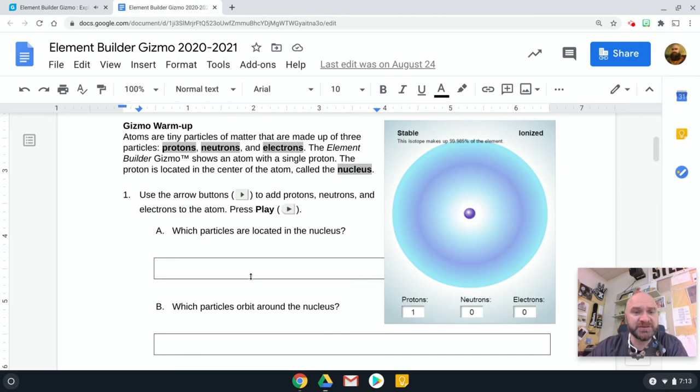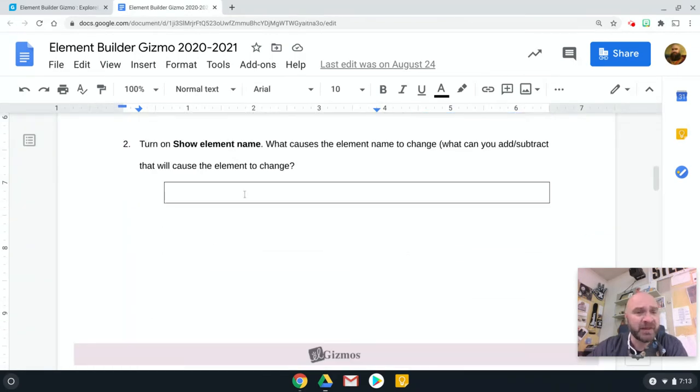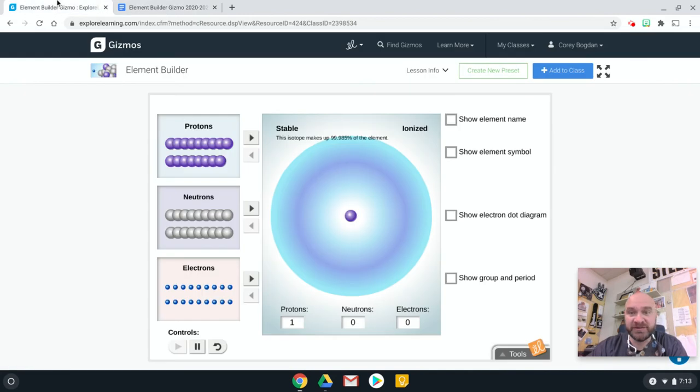And when we go back to the gizmo, what particles are located in the nucleus? Well, we can answer that question. And what particles orbit the nucleus? Well, not really orbit, but you're supposed to put in the electrons. Now, here we have a direction. Turn on show element name. So let's go back here. Here is show element name. Let's click it on. Right now, this is hydrogen.